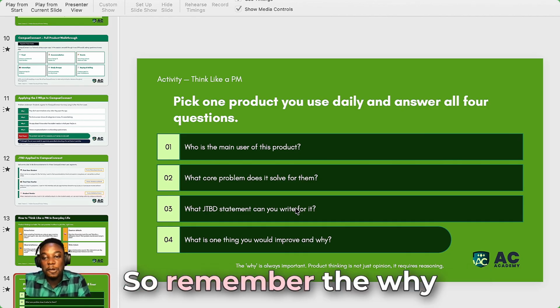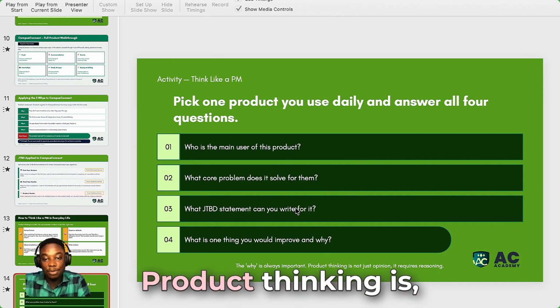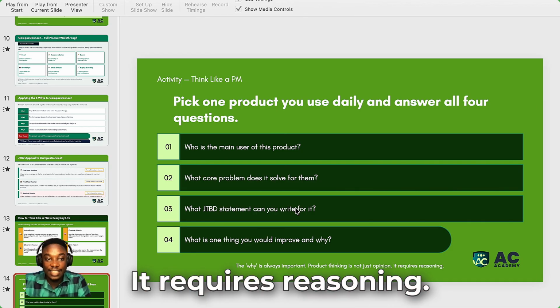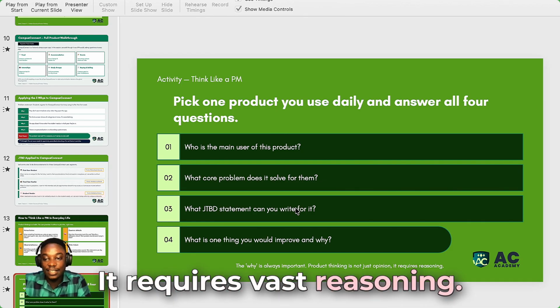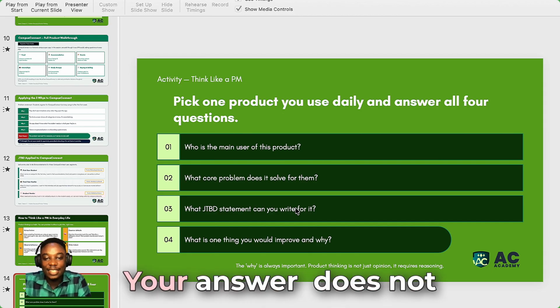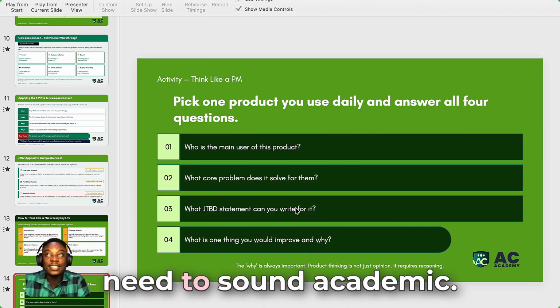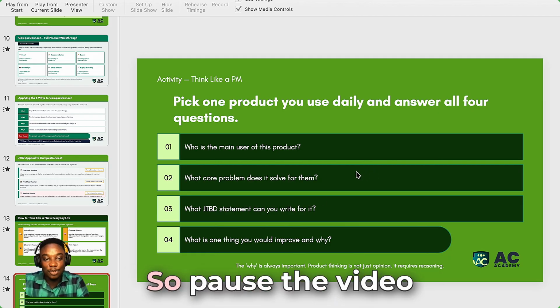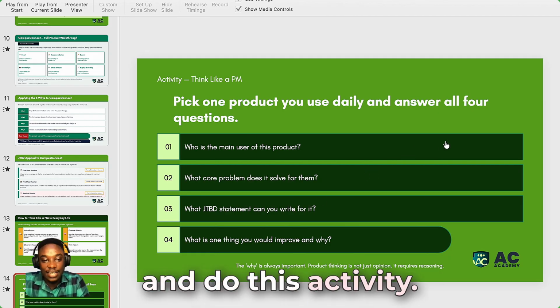So remember, the why is very important. Product thinking is not just an opinion. It requires reasoning. So pause the video now and try it. Use simple words. Your answers do not need to sound academic. They only need to show clear thinking. So pause the video and do this activity.